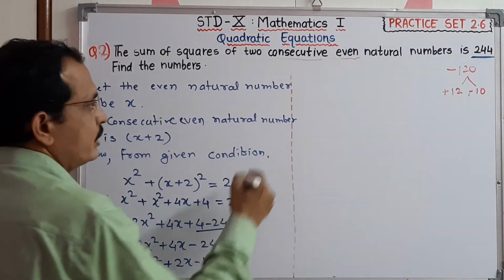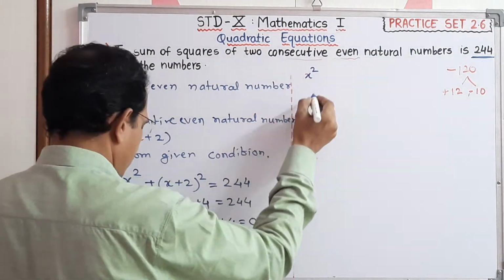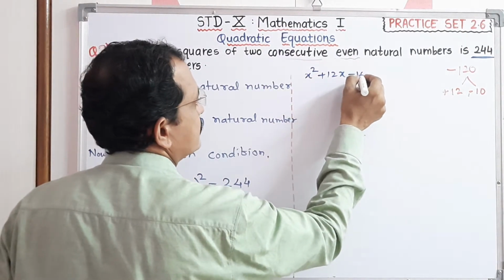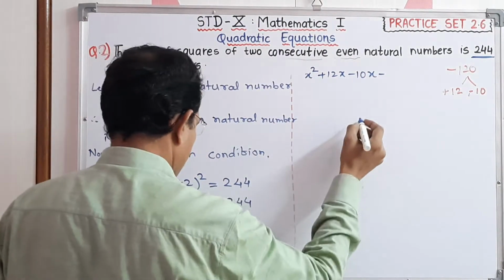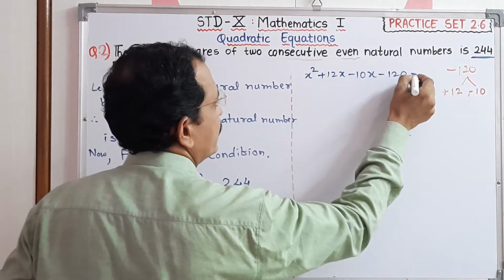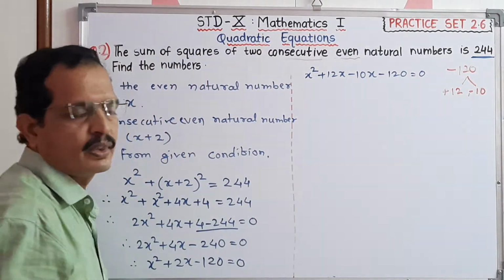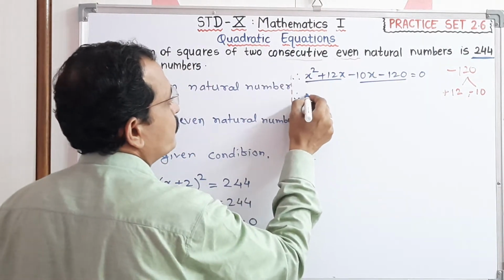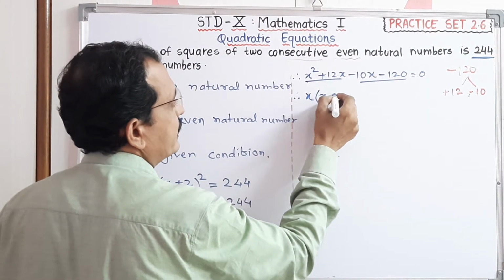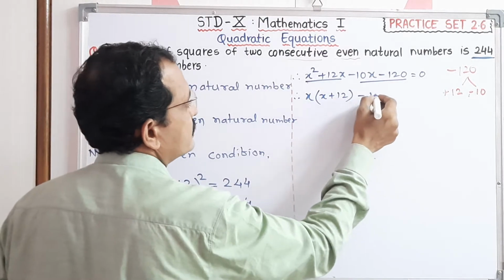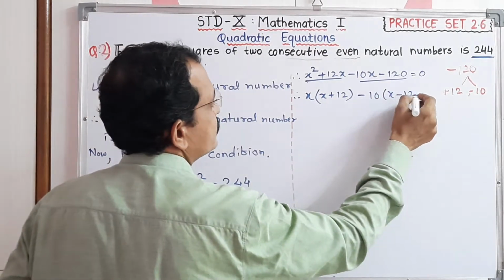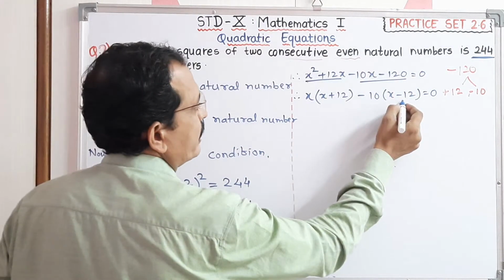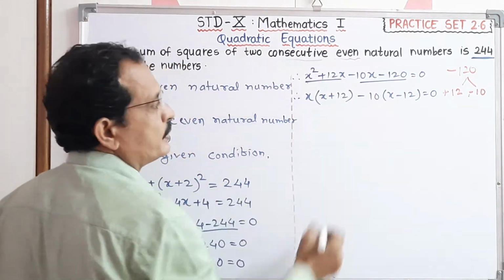Now we can write here x square plus 12x minus 10x minus 120 equal to 0. Take out the common factor from this, it is x. It is x into x plus 12 minus 10 into x plus 12 equal to 0. These two brackets are the same.